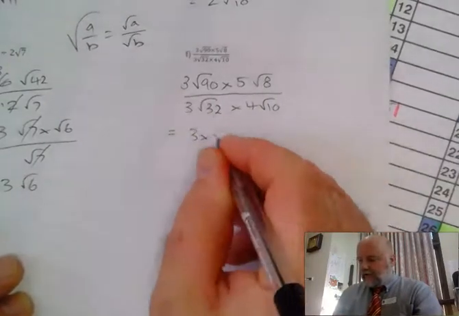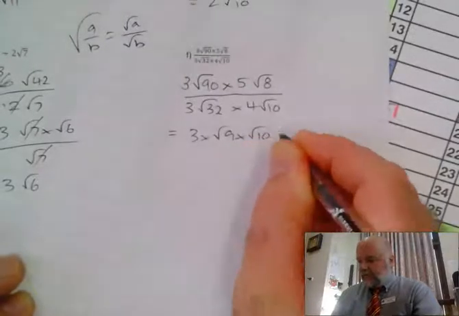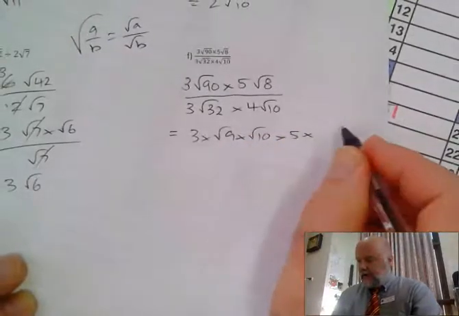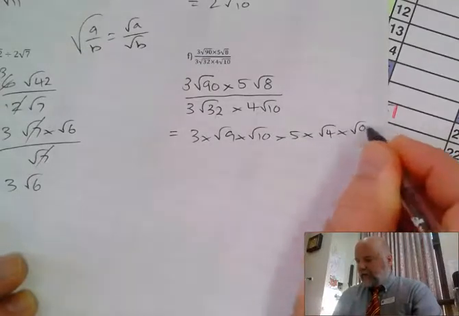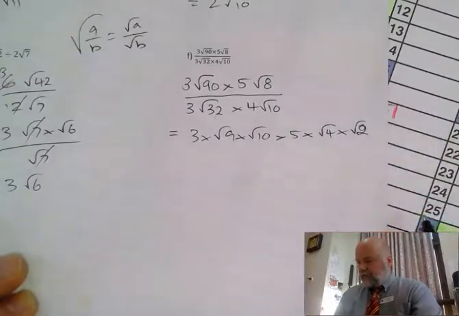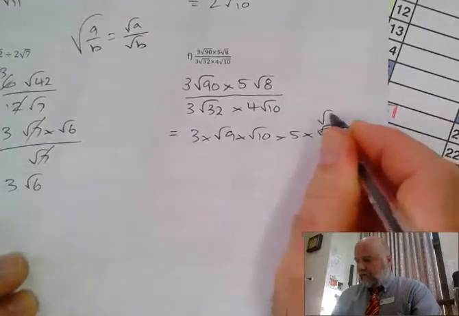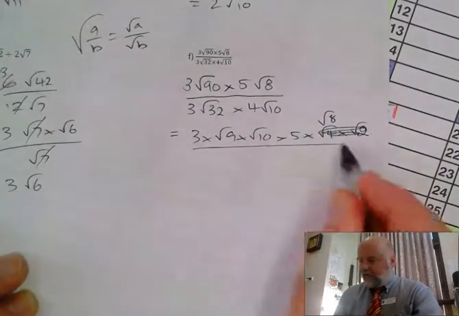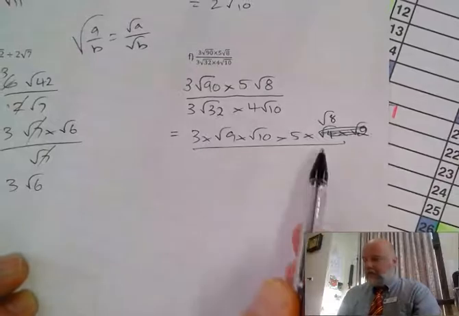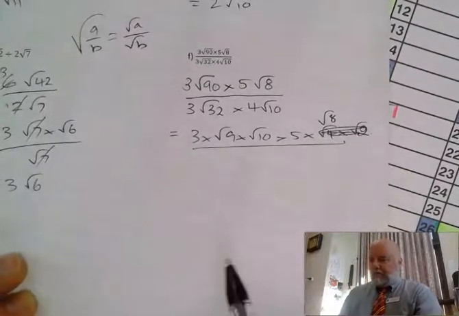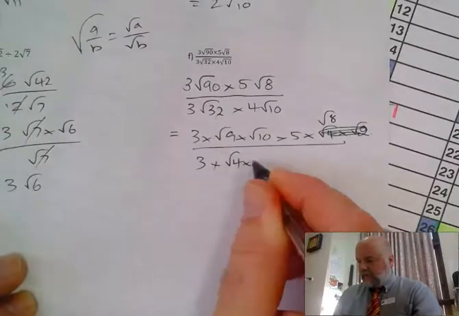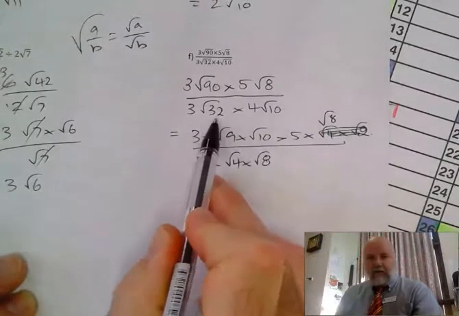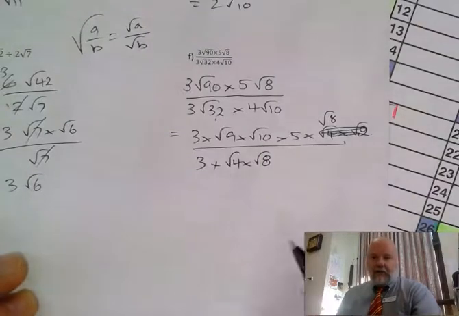So 3 times root 9 times root 10 times 5 times, I'll make that a root 4 times a root 8. Root 4 times root 2. Oh, no, I'm going to leave it as a root 8. Look at me go. That's all right. So I'm going to leave it as a root 8 because I know I can get a root 8 in here. It really is 2 root 2, but there's no point in doing it. It's not a bad thing. So root 4 times root 8. So 32 is really root 4 times root 8, because 4 eights are 32.